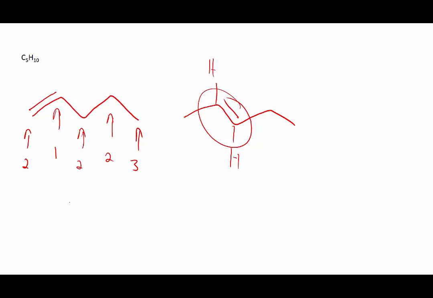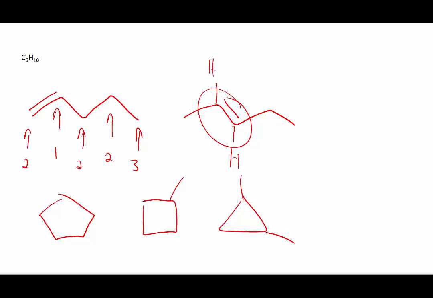Okay? We could also make a ring. We can make a 5-membered ring. We can make a 4-membered ring and add an extra carbon. We can add a 3-membered ring with 2 carbons. We could add a 3-membered ring with a chain with 2 carbons. Notice how fast that was to draw 5 or 6 different constitutional isomers of C5H10.